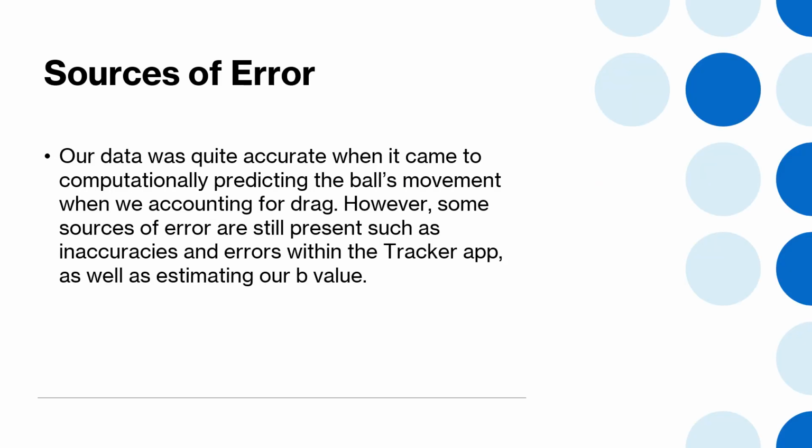However, there are still sources of error, particularly pertaining to the Tracker data, which gave us a rough, jagged line rather than the smooth curved line from our computational models. It was still accurate in getting an answer which we expected. However, some sources of error are still present due to that Tracker app, as well as estimating our B value to be 0.0014, since there's no good way to calculate it.